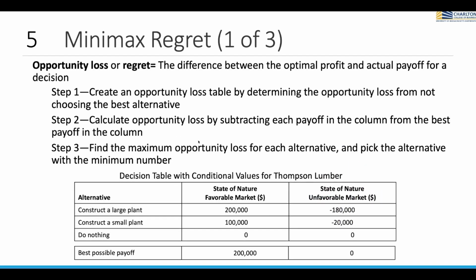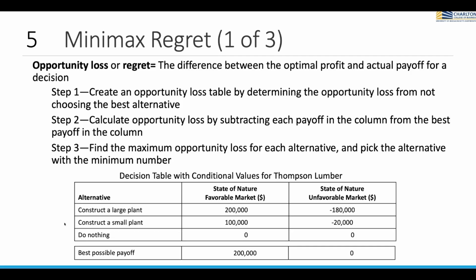Minimax regret is the last criterion. Here, basically, we want to minimize our regret for choosing any specific option. For applying minimax regret, step 1 is to create an opportunity loss table by determining the opportunity loss from not choosing the best alternative. Second step is to calculate the opportunity loss by subtracting each payoff in the column from the best payoff in the column. And in third step, we find the maximum opportunity loss for each alternative and pick the alternative with the minimum number. Let's look at the lumber company example.